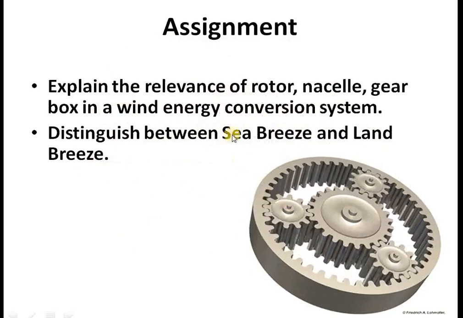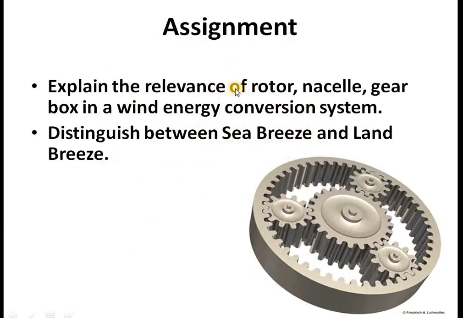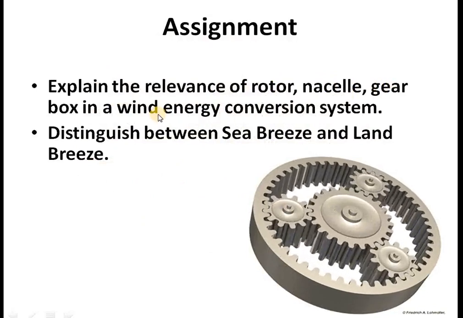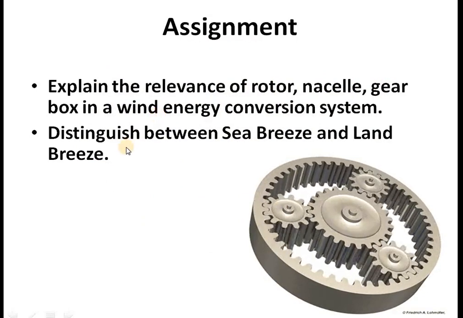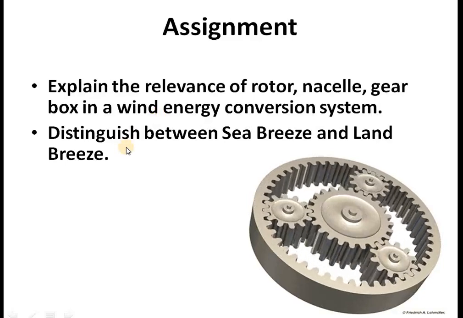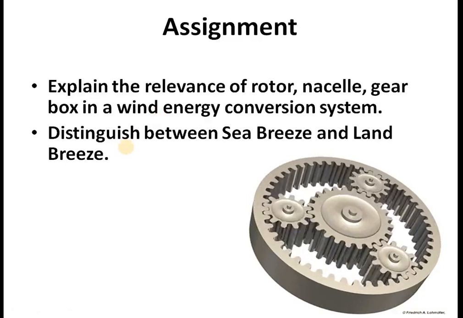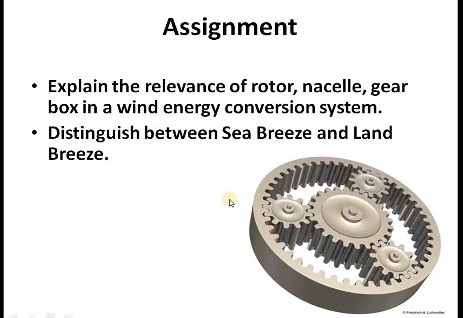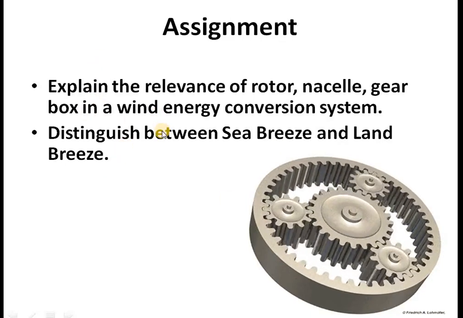So here is the assignment now. Explain the relevance of rotor, nacelle and gearbox in a wind energy system. This is one question. The second question is: distinguish between sea breeze and land breeze. You can try any one of the questions or both. It is up to you.